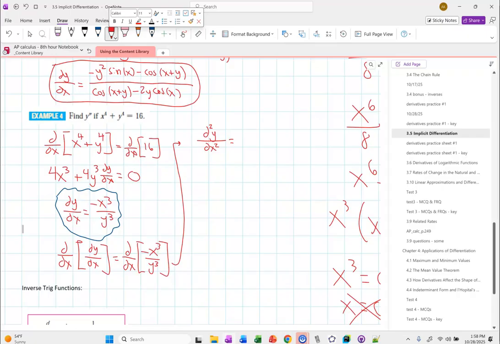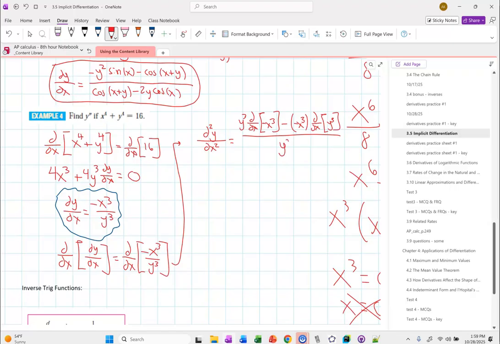To do the derivative of this, what am I going to need to do? Quotient rule, great. So bottom times the derivative of the top, minus the top times the derivative of the bottom, all over bottom squared. So far, so good. Okay.